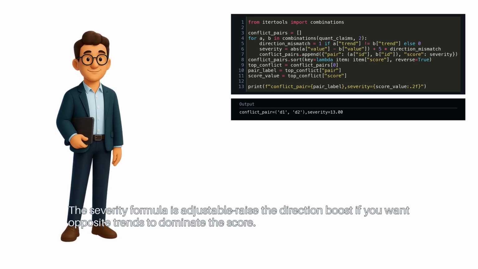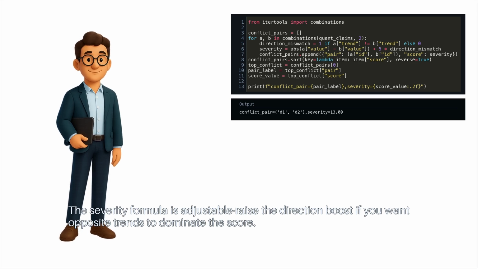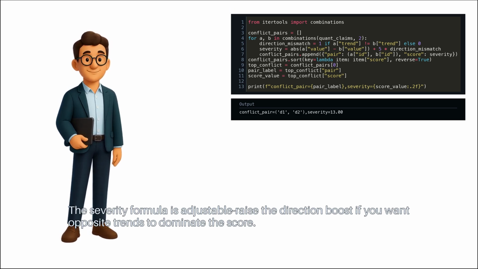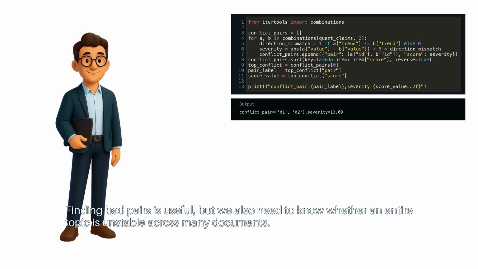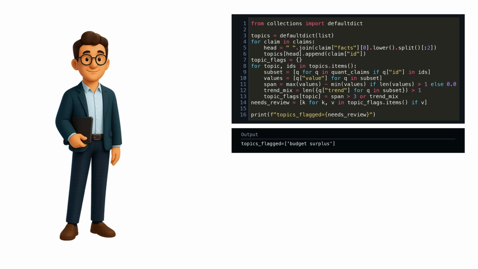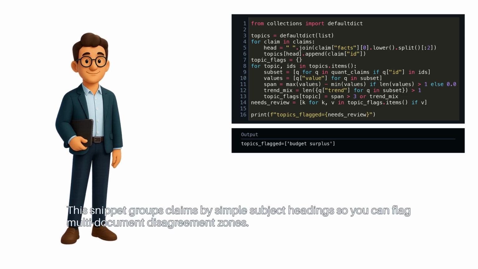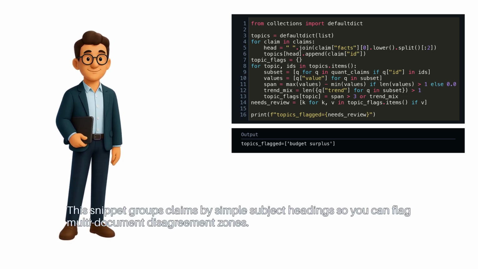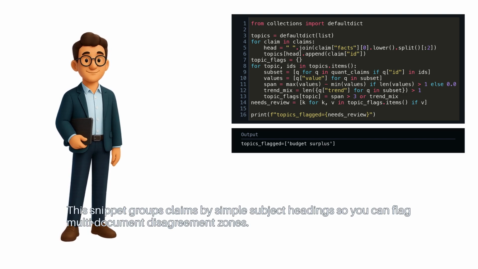The severity formula is adjustable. Raise the direction boost if you want opposite trends to dominate the score. Finding bad pairs is useful, but we also need to know whether an entire topic is unstable across many documents. This snippet groups claims by simple subject headings so you can flag multi-document disagreement zones.